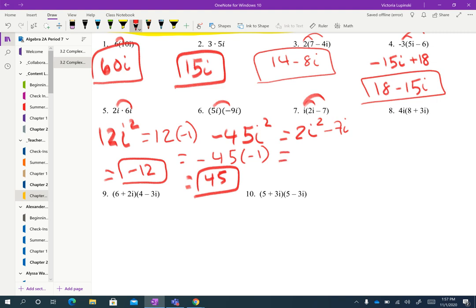Anytime you see an i squared, you're going to replace it with a -1. So that's going to give you a -2 minus 7i. And again, you always want to have the real part first and the imaginary part second, which you do here.